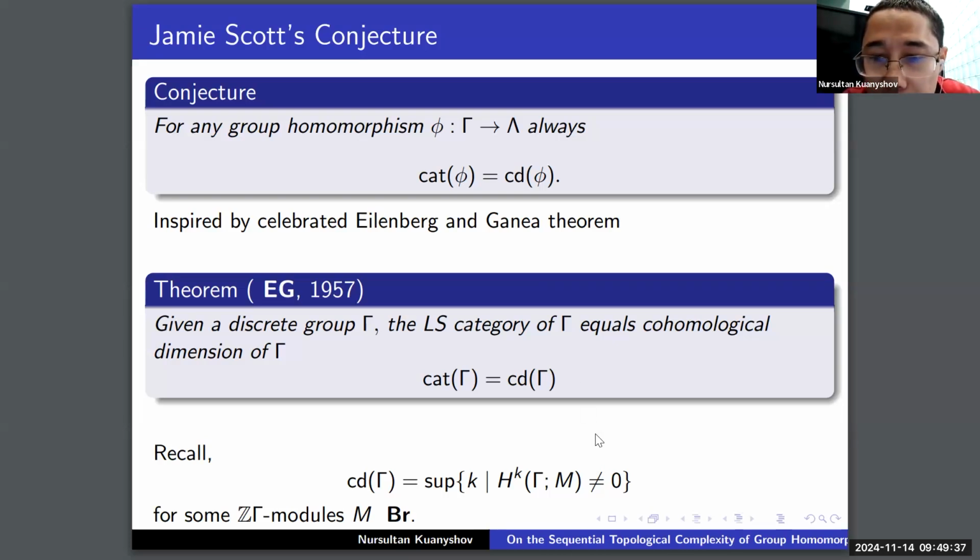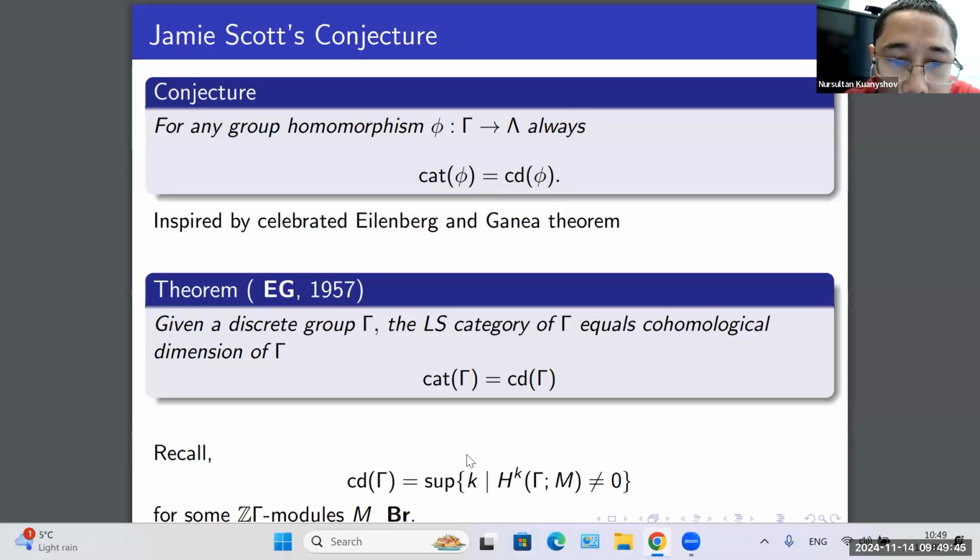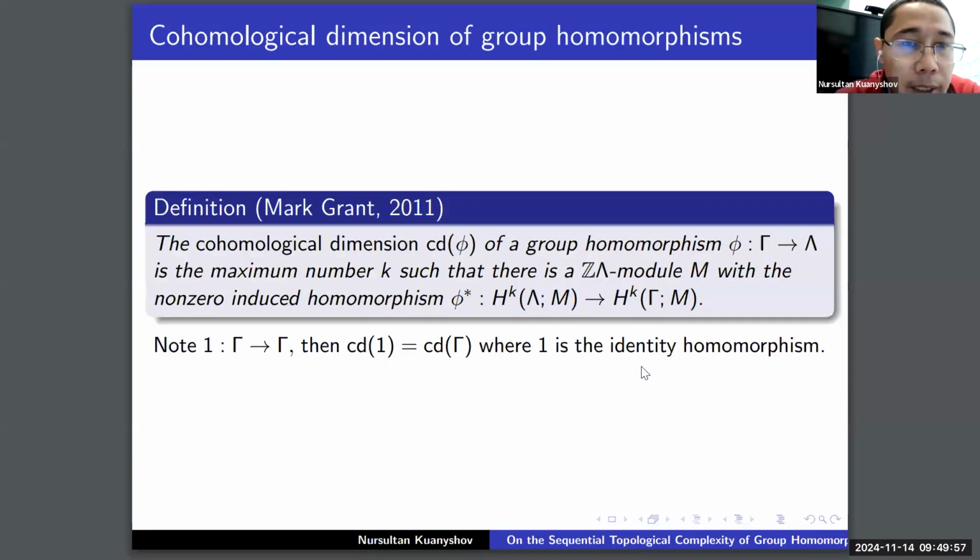Here let me give a definition. The cohomological dimension of a group is the supremum of k such that the k-th cohomology of the group is not zero for some Z gamma module. Interestingly, the cohomological dimension of a group homomorphism is not defined in the literature, but I found this on MathOverflow, where Mark Grant gives this definition. The cohomological dimension of a group homomorphism is the maximum number k such that there exists a Z lambda module M with non-zero induced homomorphism. As we can see, if we take the identity homomorphism, then we recover the classical cohomological dimension of a group. In other words, this is a natural generalization.